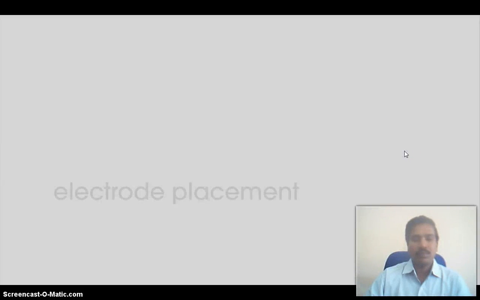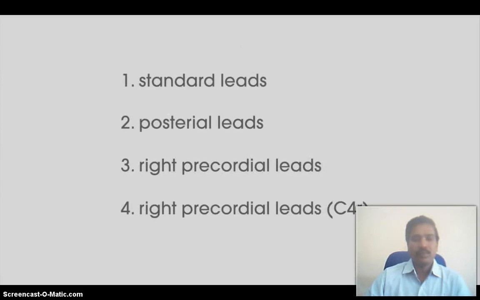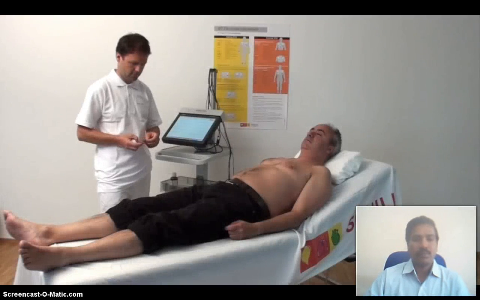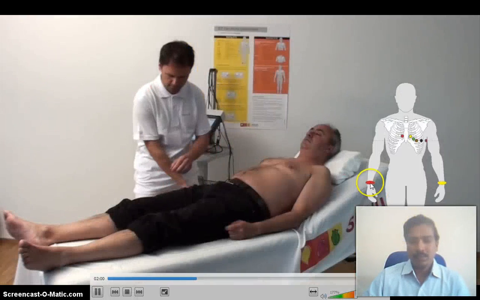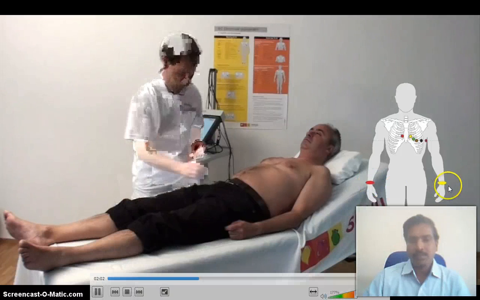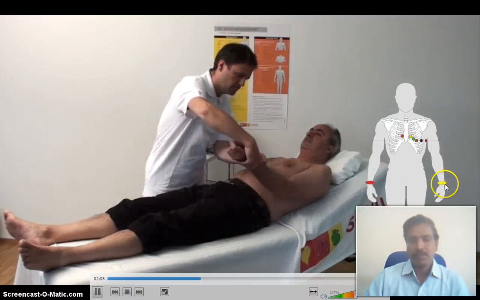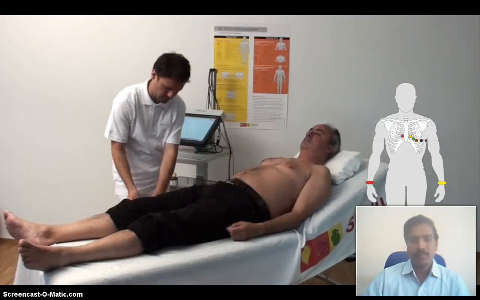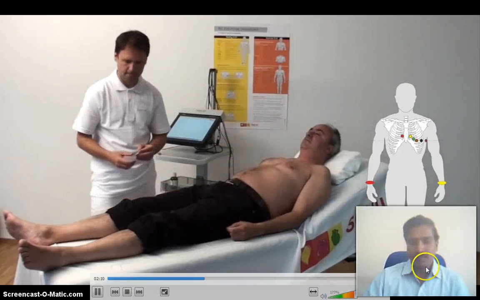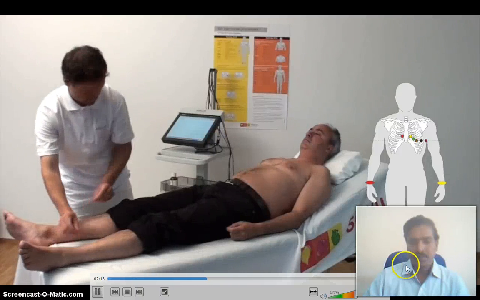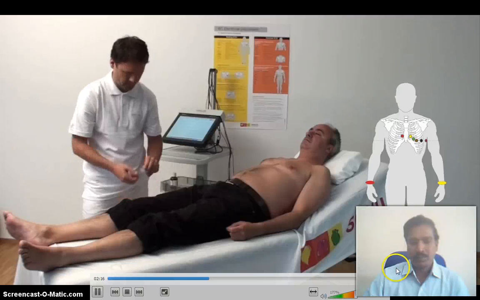We will show you the four most common electrode placements. These are standard, posterior leads, right precordial leads, and right precordial lead C4R. Standard leads. Place the electrodes as follows. Red R, right arm above the wrist. Yellow L, left arm above the wrist. Green F, left foot above the ankle. Black N, right foot above the ankle.